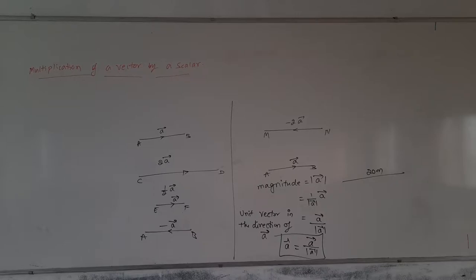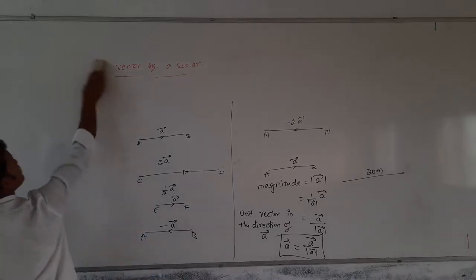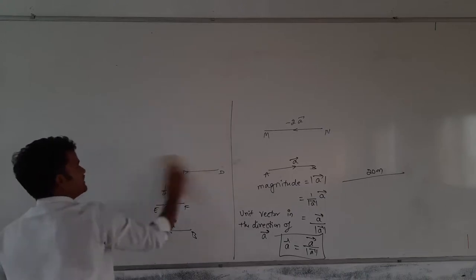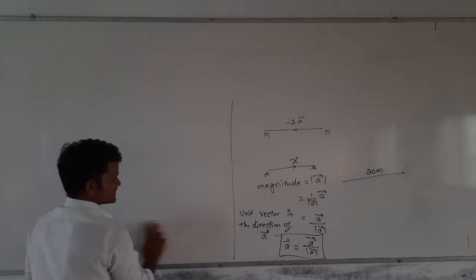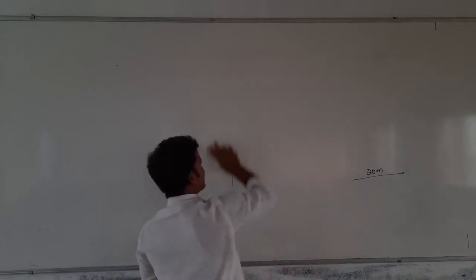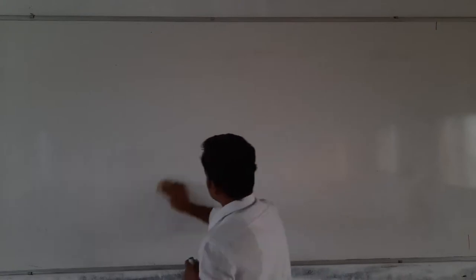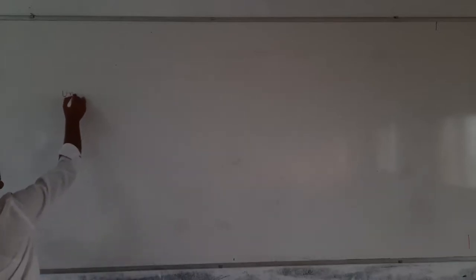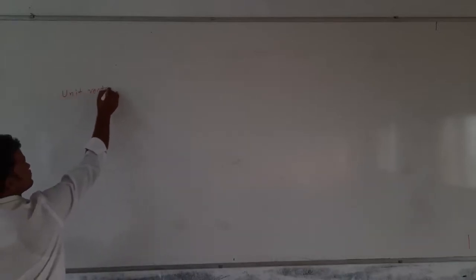Okay, now here is one concept known as components of a vector. Components of a vector takes time, so that will be taken in the next video. Let us explain unit vectors: unit vectors in the direction of the x axis, the y axis, and also the z axis, how they will be taken. The concept of unit vectors.